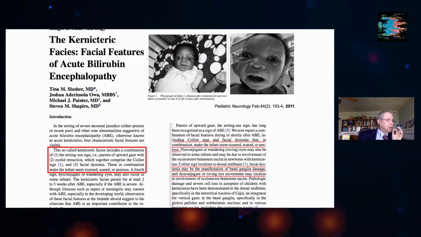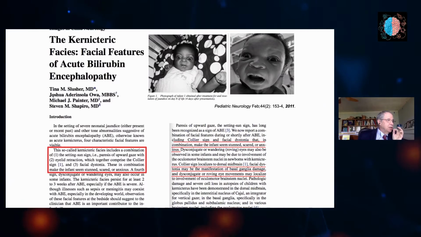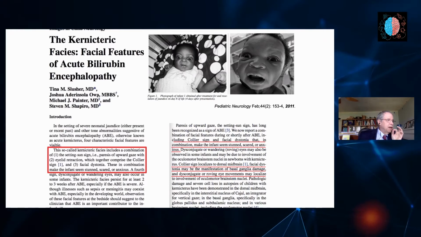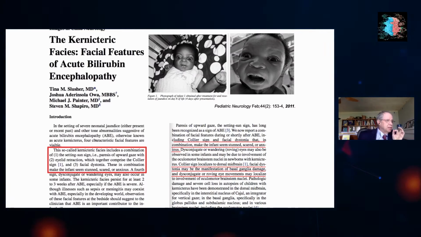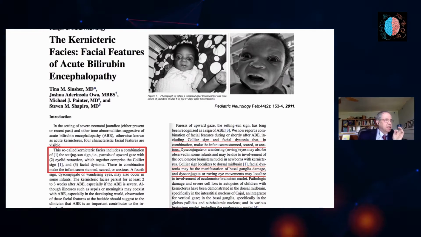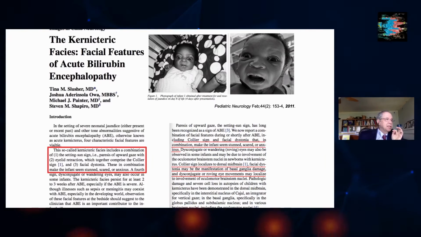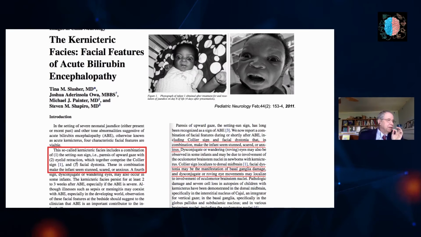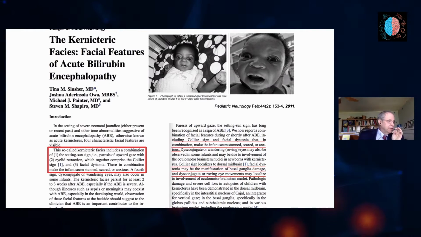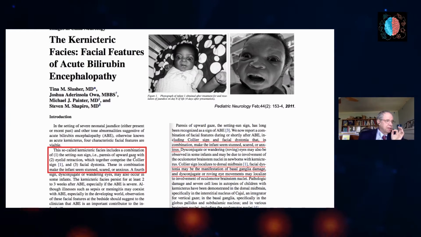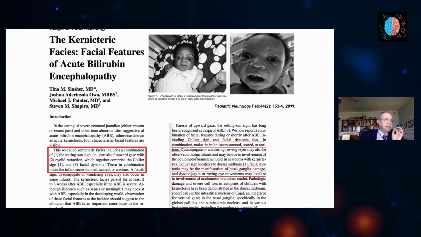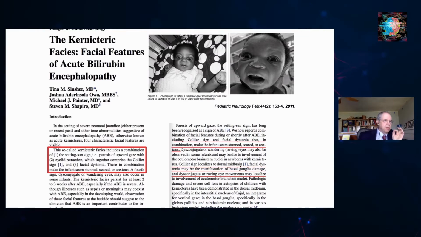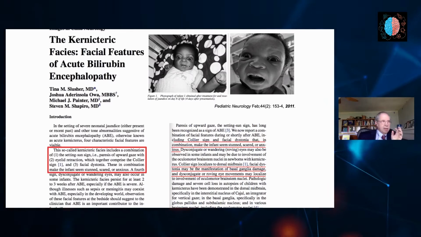Dr. Tina Slusher and Dr. Joshua Owa from Nigeria, Michael Painter from Pittsburgh, and I described the so-called kernicteric face in newborns like this. It's a scared look with the eyes going down. It's a combination of the setting sun sign, paresis of upward gaze, eyelid retraction, which is a Collier sign that has to do with dorsal midbrain lesions, and facial dystonia.